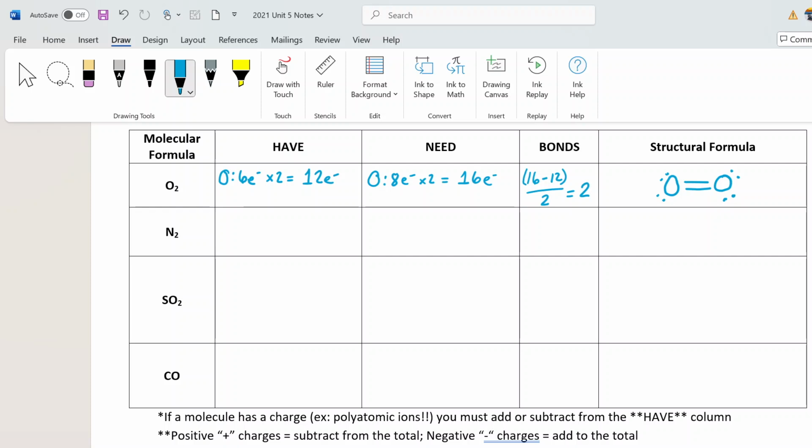All right, moving on. Nitrogen is in group 5 on the periodic table, so it has 5 electrons times 2, which gives me 10 electrons. Nitrogen needs 8 electrons times 2, which gives me 16 electrons. So 16 minus 10 divided by 2 gives me 3 bonds.